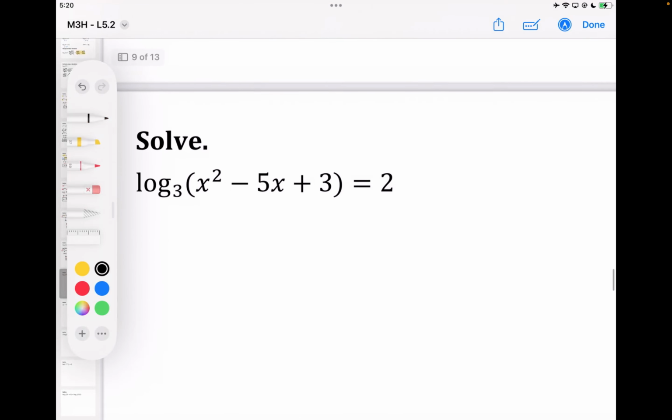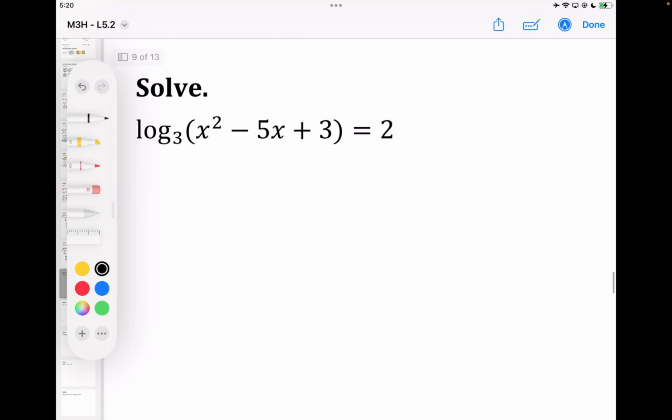Okay, let's do another one. So our logarithm is already isolated. So I can go ahead and exponentiate right away. So I put a base of 3 on both sides of the equation. That simplifies the first half so that we just get x squared minus 5x plus 3.